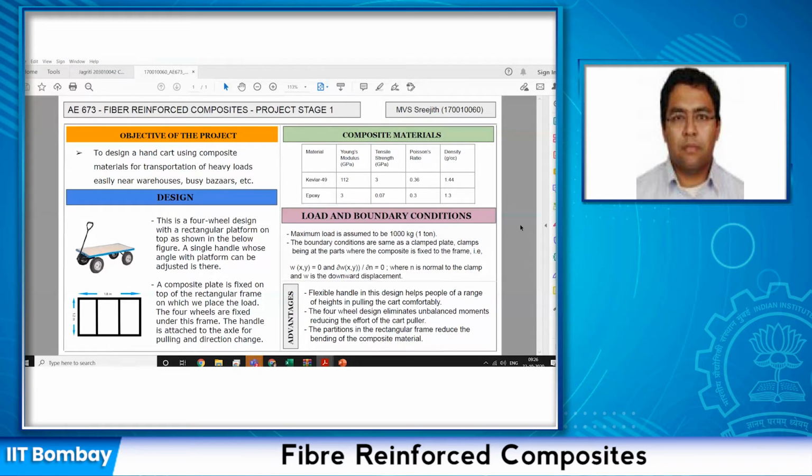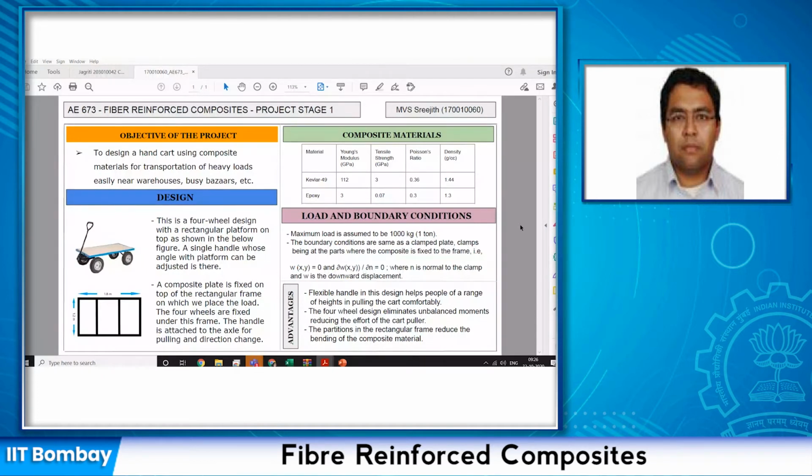So the composite material I'm planning to use is Kevlar 49 and epoxy composite, because Kevlar is very strong and it is somewhat less heavy than carbon fibers and E-glass fibers. So the maximum load I'm planning to tackle is 1000 kgs, 1 ton. I'm thinking epoxy can handle above 500 kgs, but I have to check if it can tackle 1000 kgs or not.